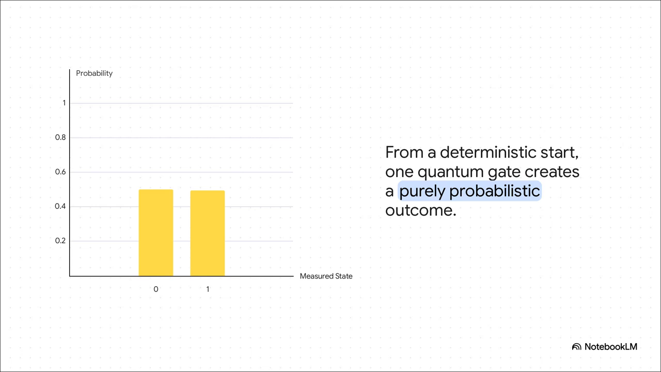So let's just step back for a second. The crucial point is this. We started with a simple, totally predictable starting point, the 0 state. We applied one single quantum gate, and we ended up with a result that's purely based on probability. This ridiculously simple circuit reveals one of the most fundamental and powerful ideas in all of quantum mechanics.